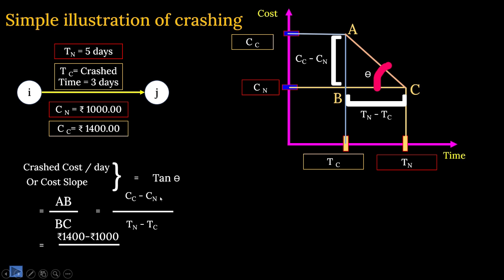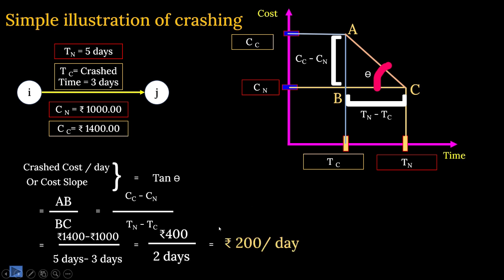Cc minus Cn. Crash cost was 1400 minus normal cost was 1000. So that we have written down out here. And Tn minus Tc. Tn was normal time 5 days and Tc was 3 days. So altogether, if you calculate, the difference is 400 by 2 days. So if you calculate, it becomes rupees 200 per day.